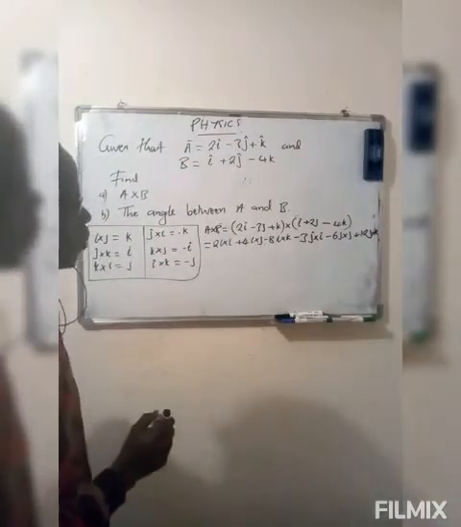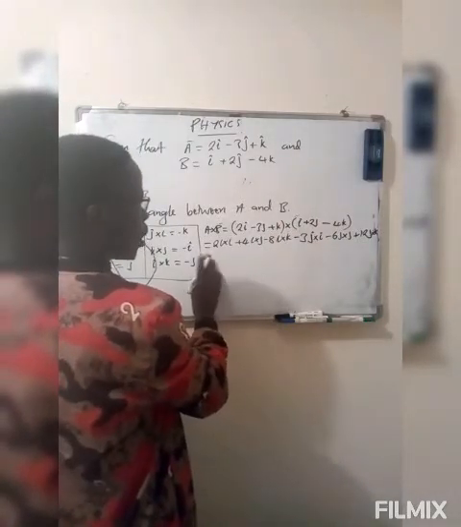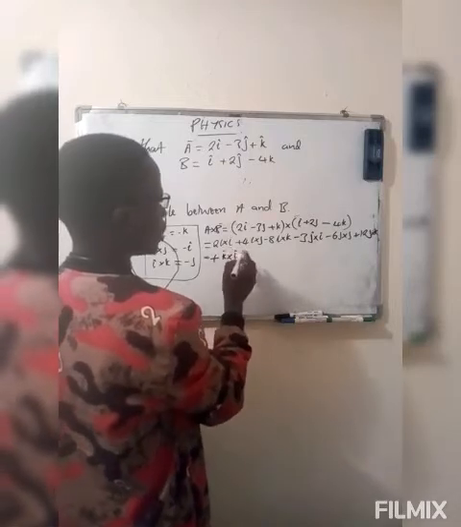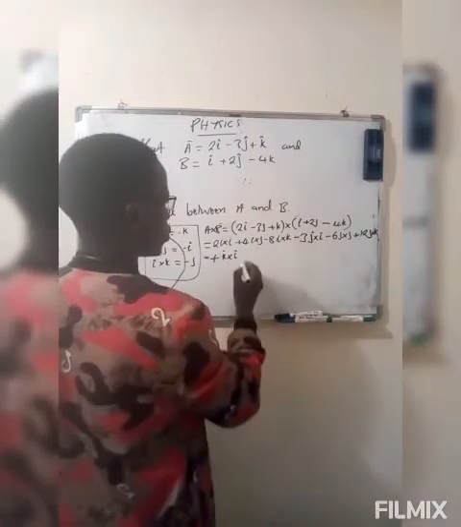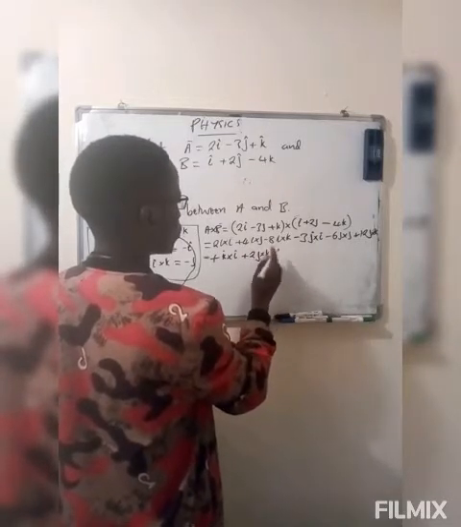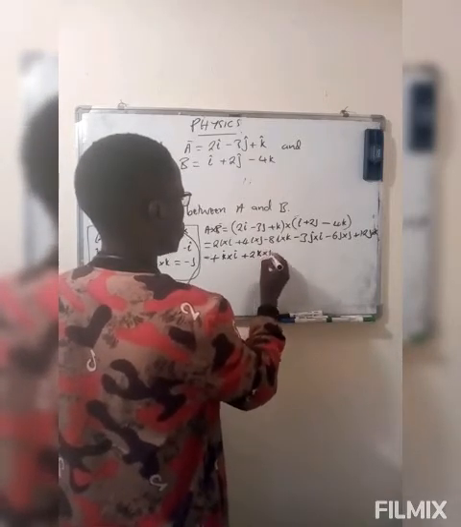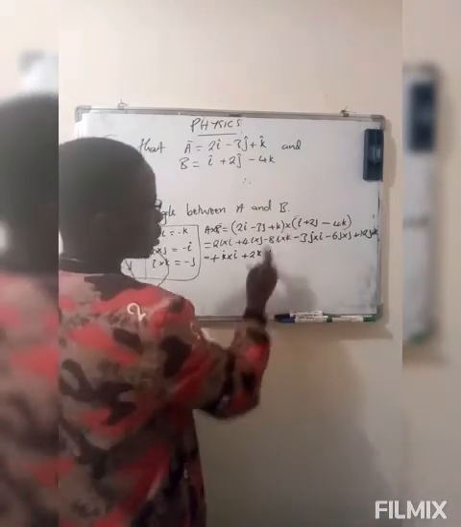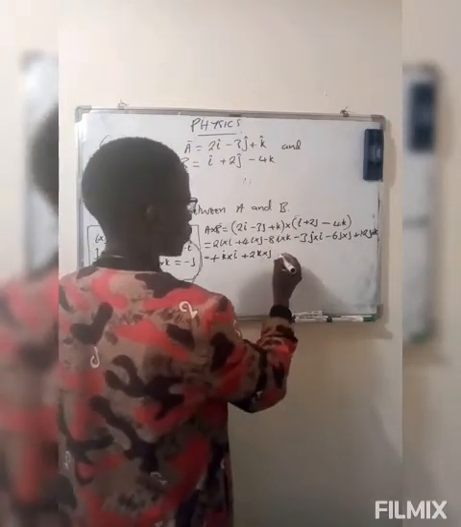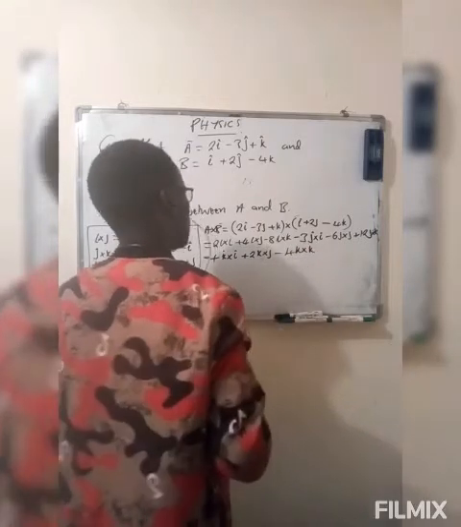And then we go to k. So k multiplied by i, that is going to be plus k by i, right? And then k multiplied by 2j, that is going to be plus 2k by j, right? So we start with the first one, k by i. Then from there we go to the next one, that is going to give us negative 4k by k.